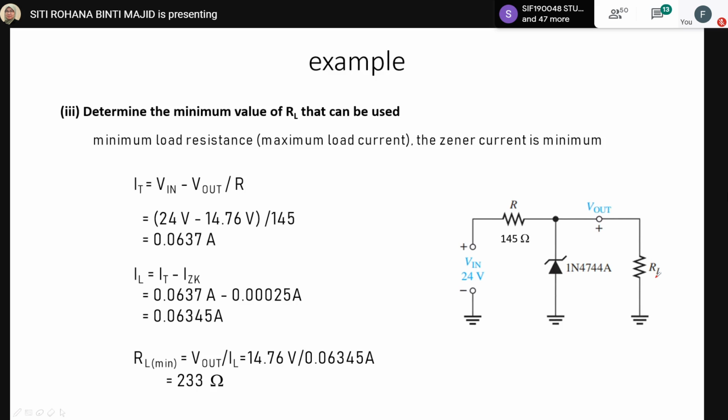And then the last part is we want to calculate the minimum load resistance, how much voltage and current it can receive. So RL equals V out over IL, where IL we get from I total minus IZK. You can see the steps to find the value. Finally, we will get R load minimum as 233 ohms. Is it okay?